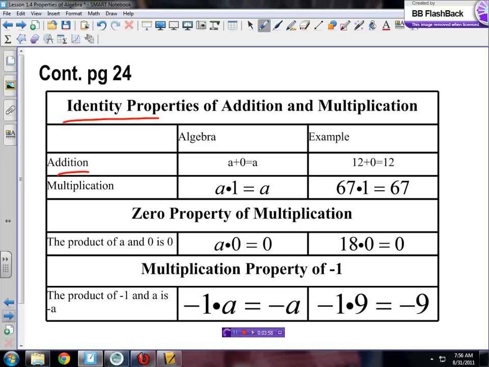And you'll see that here with A plus 0 is equal to A, and 12 plus 0 is equal to 12. It's the identity. It doesn't change it. We're not going to put a mask on 12 to make it a 13. No, we're going to leave 12 the same. And what about the same thing for multiplication? What number do you multiply by to get the same number? 1. So it's a little bit different because this one has 0, but this one has A times 1 is A, and 67 times 1 is 67.